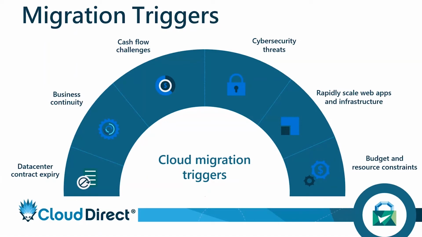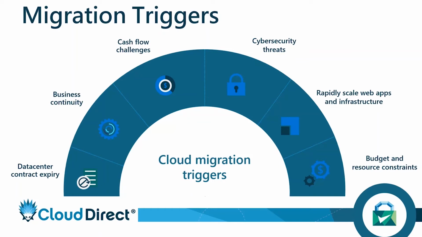Data center contract expiry is obviously a real obvious example, and that links into your cash flow as well. You're viewing contract expiry as a point to reflect and consider your cloud migrations. There's no point in renewing data center contracts if it doesn't fit in with your business strategy and your wider strategic goals. Cybersecurity threats and being able to rapidly scale your web apps and your infrastructure are all things that can be catalysts for putting those motivations to the rest of the organization for a cloud migration.